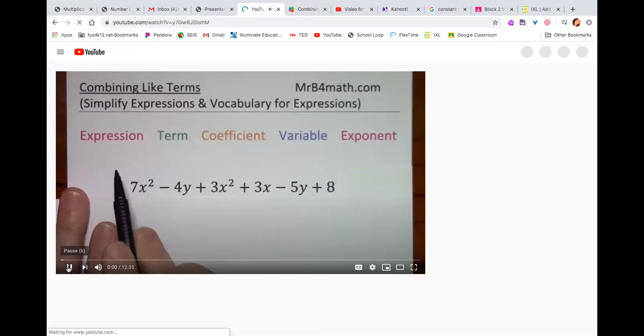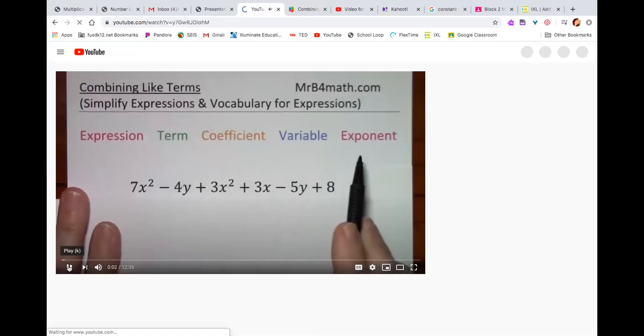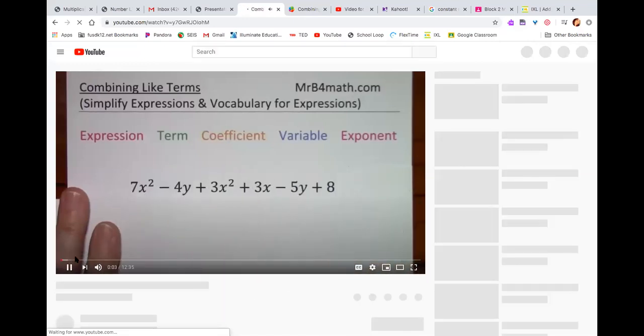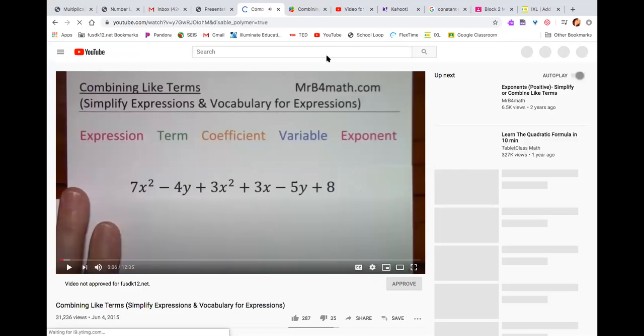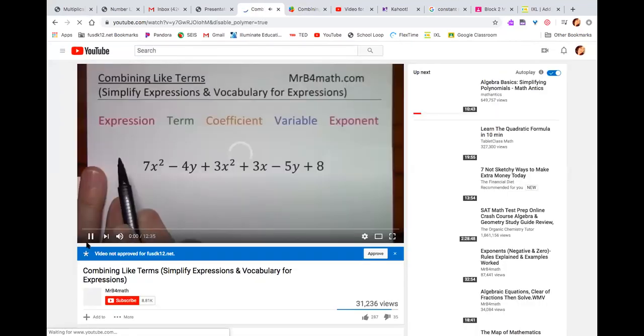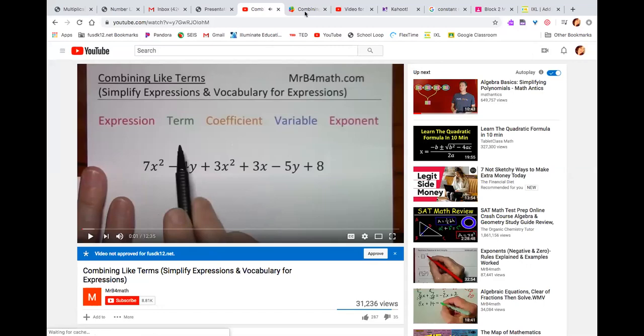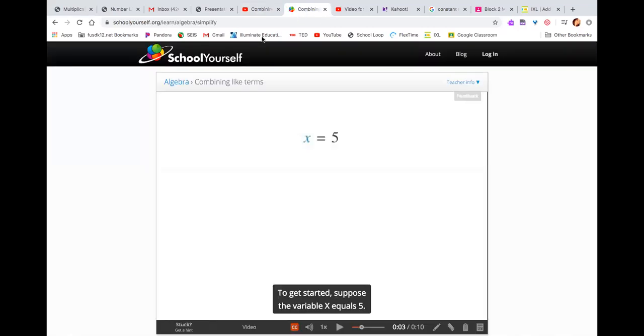Before I get started defining these terms, I want to describe the difference between an expression. There we go. Okay. I don't want to do that. Okay. So that was all for the introductory video.